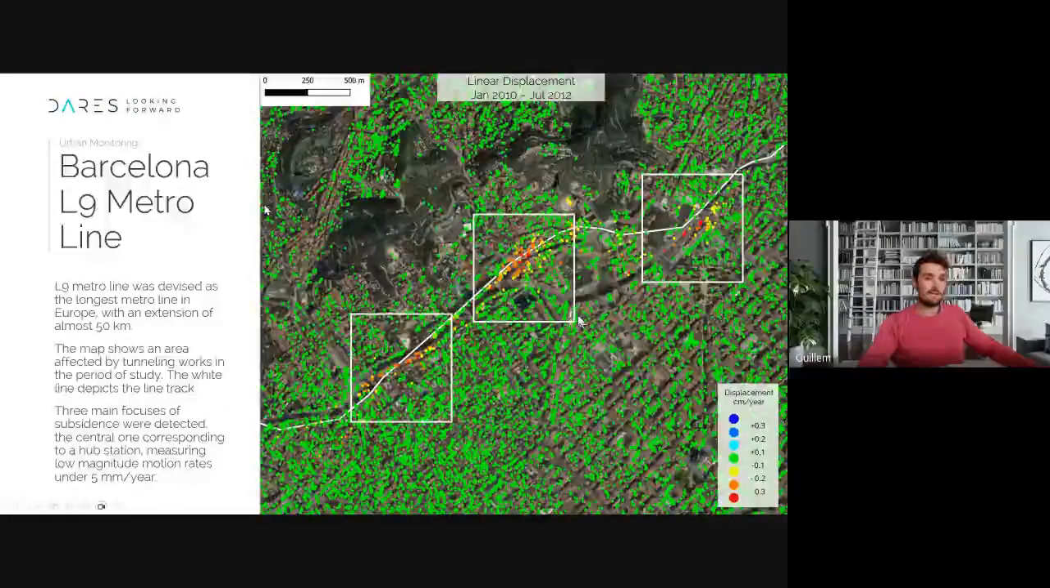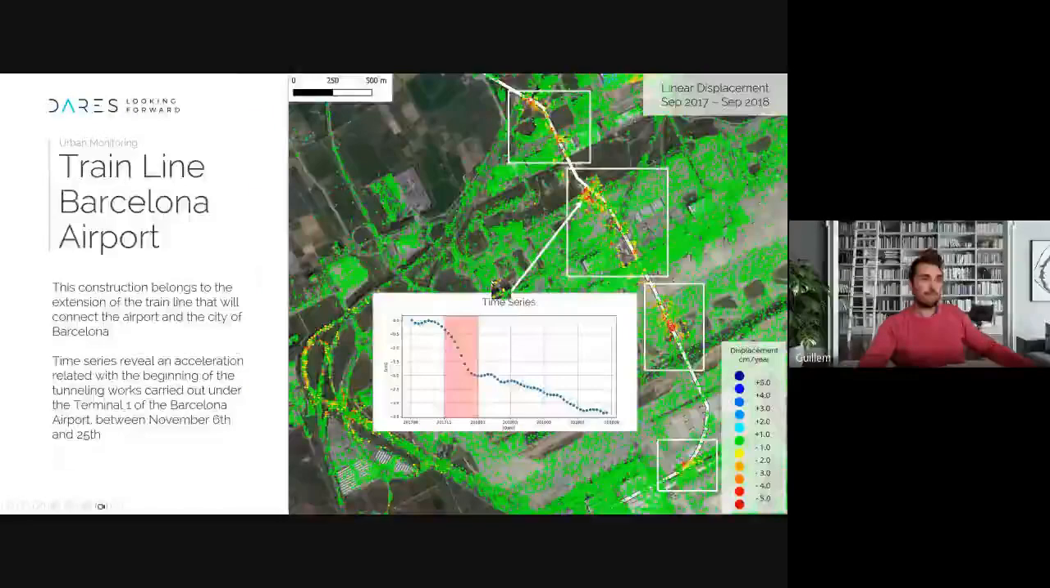This is line 9 in Barcelona. And again, here we have displacement. This is the rate, centimeters per year. And again, green is more or less stable, and the reddish points are moving away from the satellite, so someone would expect subsidence. And blues are going towards the satellite. So here we are reducing the scale, and we would be working at small scale.